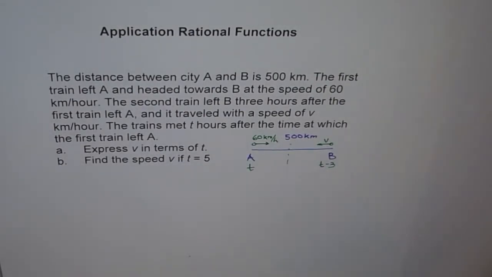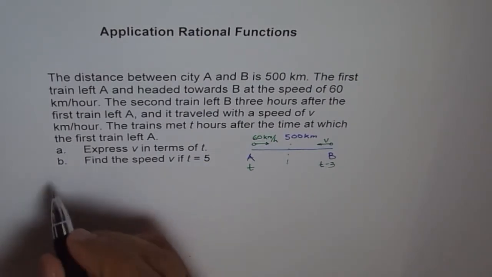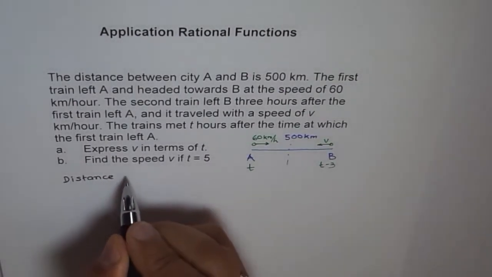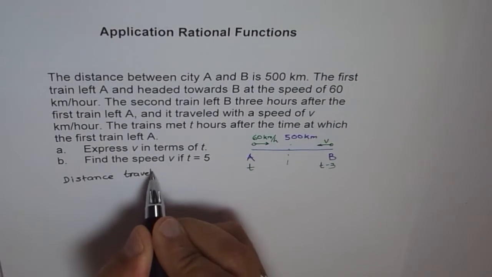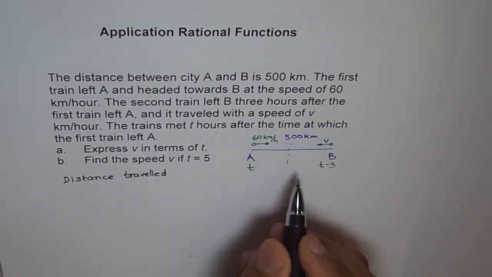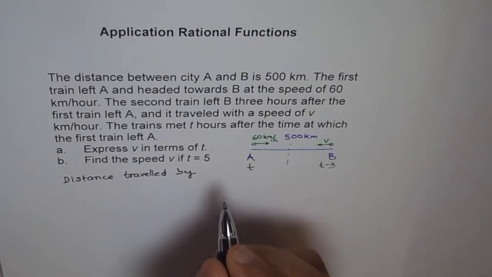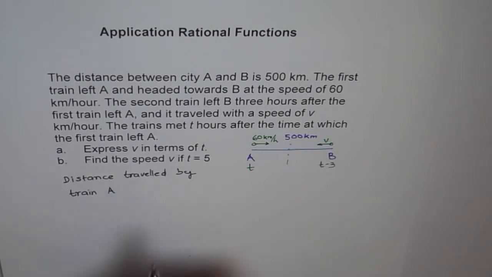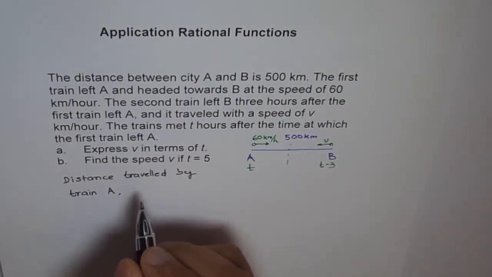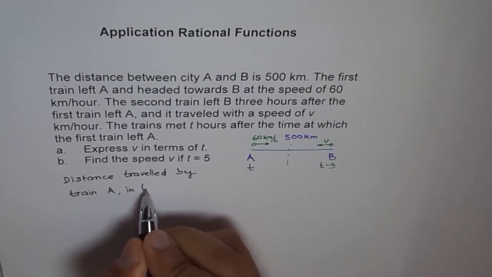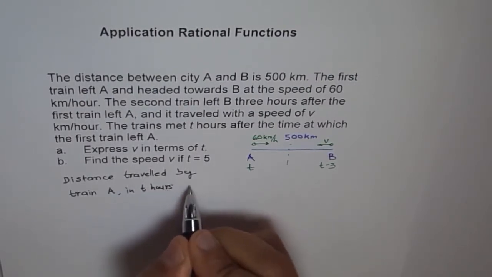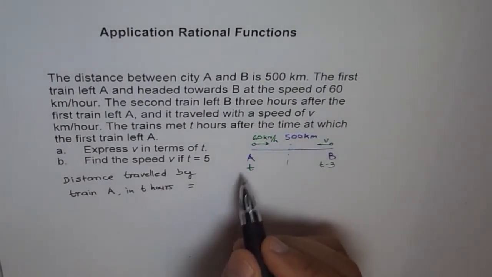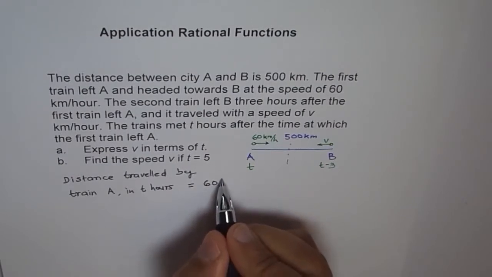So let's see the distance traveled by train A and B. By train A in t hours will be how much? The velocity is 60, right? So therefore in t hours, train A will cover a distance of 60 times t. Is that okay?